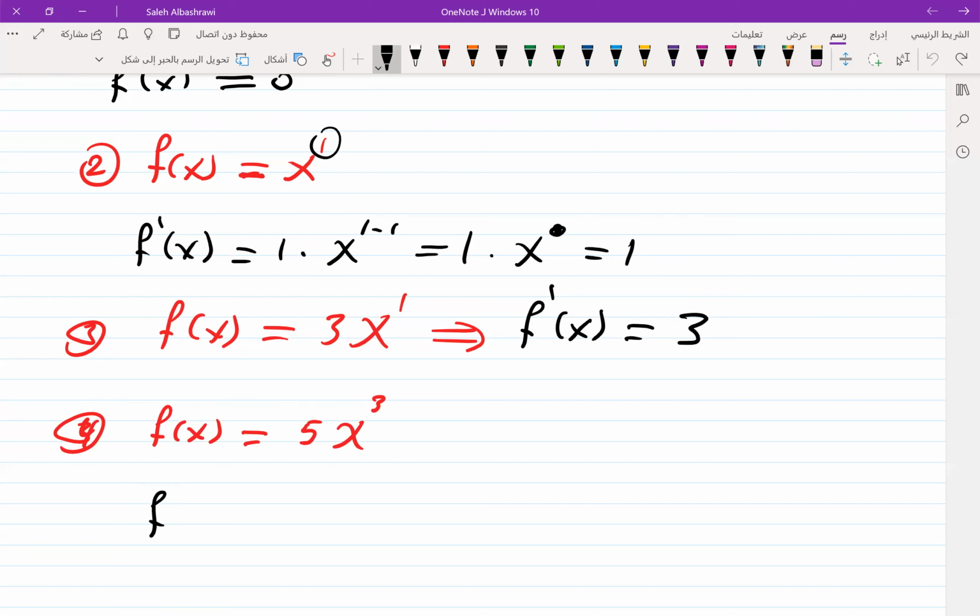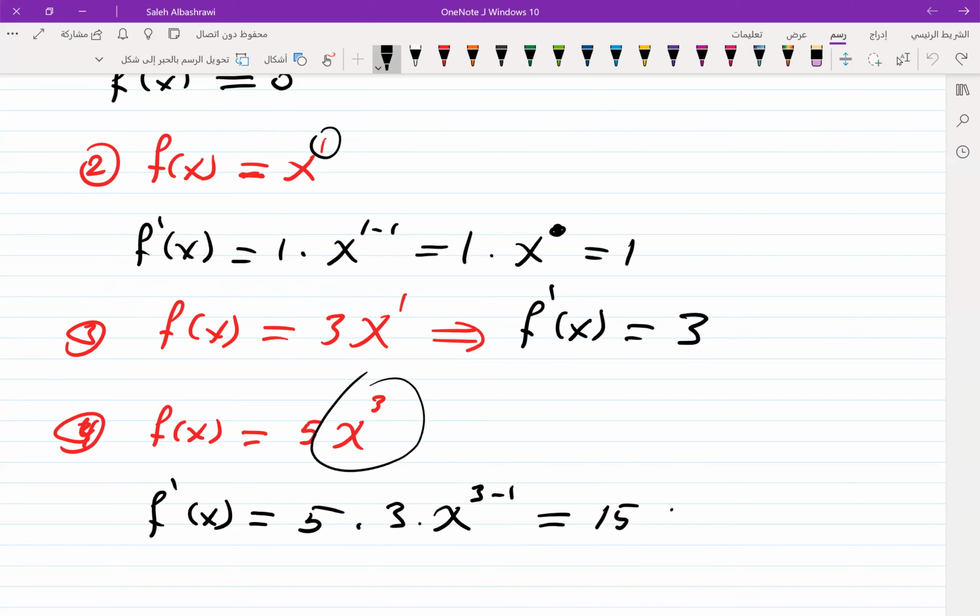So the derivative, f prime of x, equal to 5 multiplied by the derivative of x to the power 3. Applying the power rule, it is 3 multiplied by x to the power 3 minus 1. This is the power rule: writing the power down and subtracting 1 from the power. It is x to the power 3 minus 1, and I will have 5 multiplied by 3 is 15, x to the power 2. It is 15 multiplied by x to the power 2.